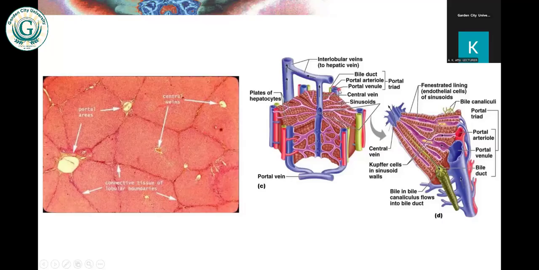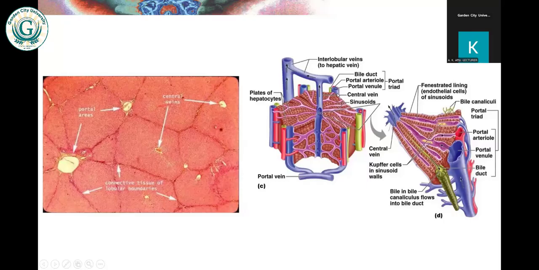So you have this hexagonal shape. Then at the center, there is a central vein, and that's what they are showing us. Then you have liver cells, which we call hepatocytes, radiating from the central vein towards the periphery. The center is the central vein. We are saying that it's 6-sided.